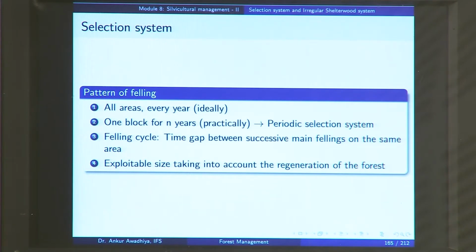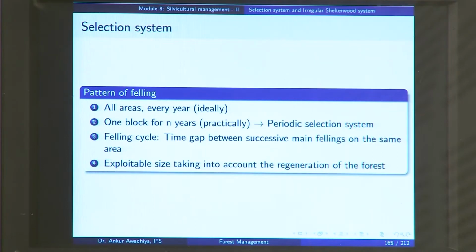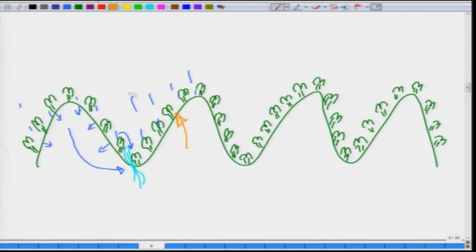But as we just saw, we normally use selection forestry in those areas that have a rugged topography, that have hills, that are remote areas. So, practically it is not possible to reach each and every site every year. So, there is a practical modification: in place of visiting all the areas every year, you divide your forest into blocks and you harvest one block for n years and then you go to the next block. So, what we are saying here is that if you consider this forest, suppose you have divided this forest into 4 blocks.